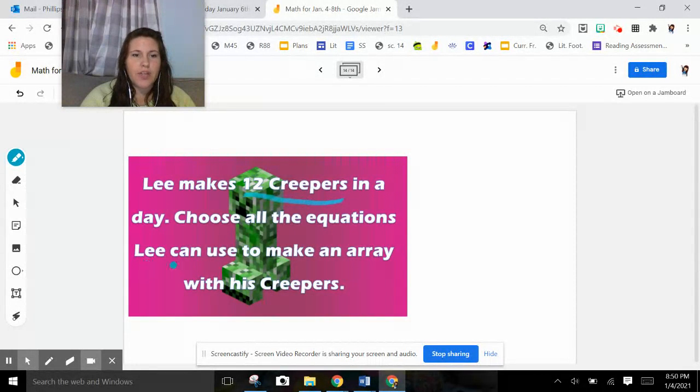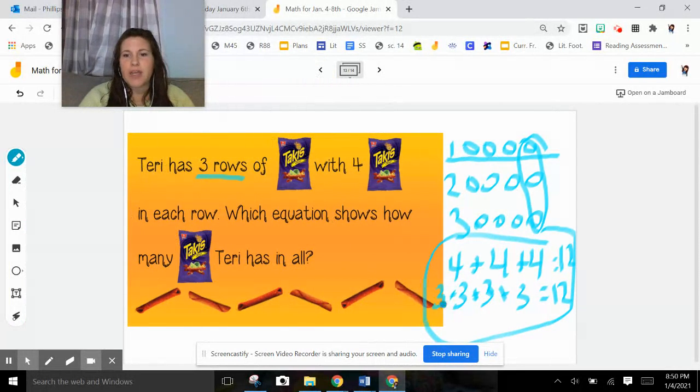Choose all the equations Lee can use to make an array with his creepers. So it doesn't tell you if there's rows or columns. It just tells you he has 12 creepers. But you have to figure out what equations can match the arrays. So if we go back to all of our equations that we had to make, there's this thing called repeated addition, which means the same number is repeated adding, repeated addition.